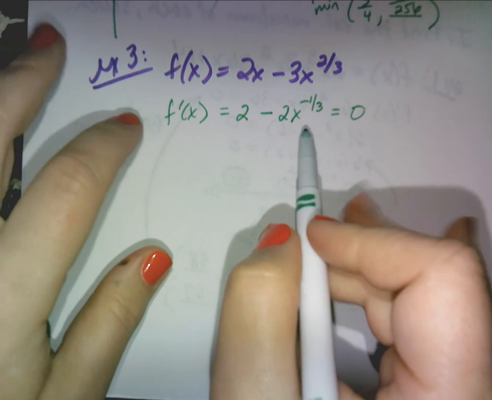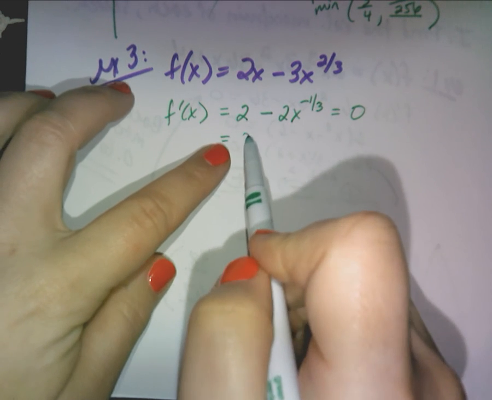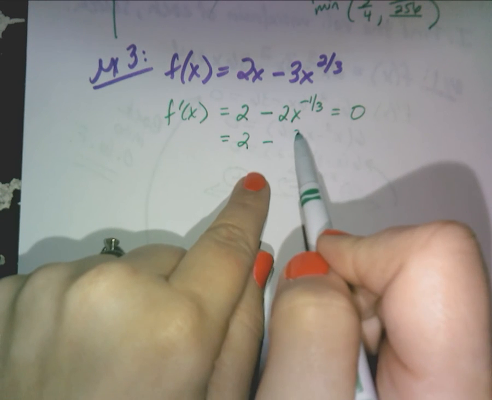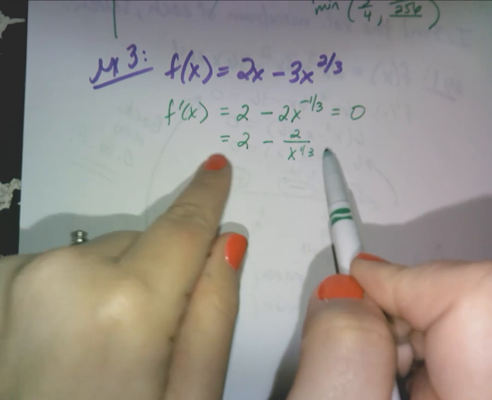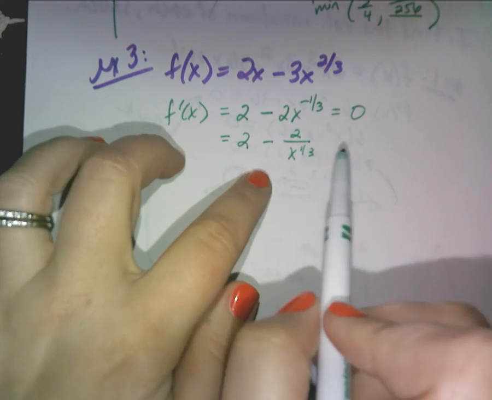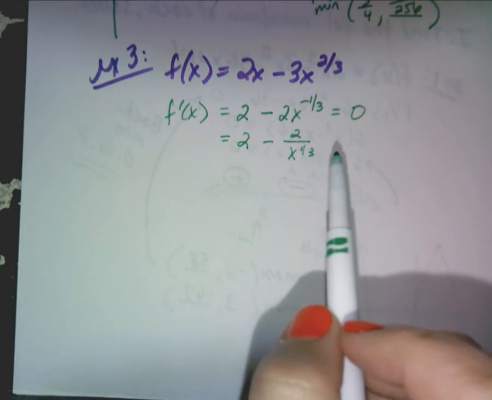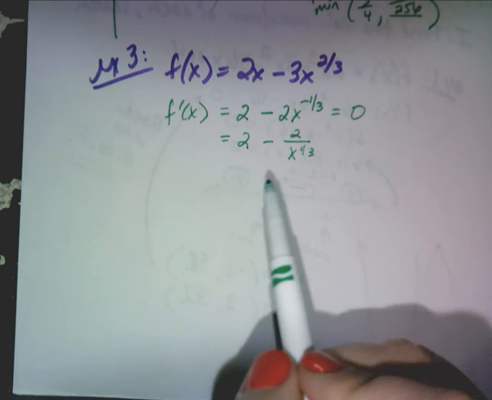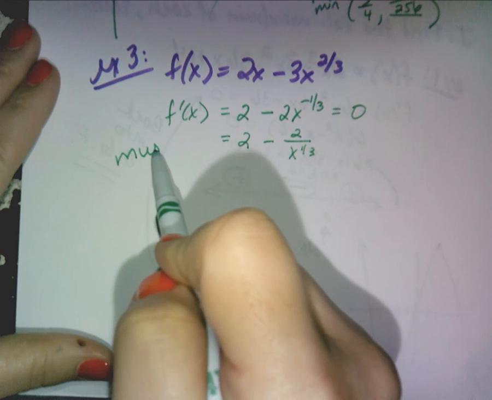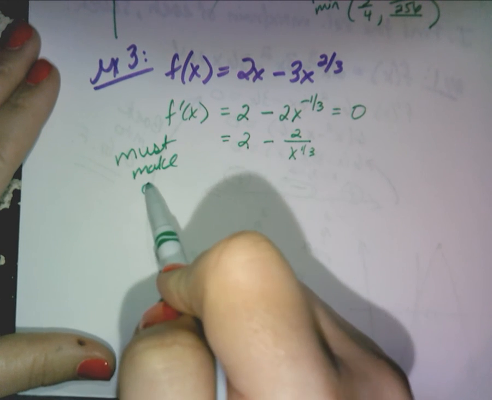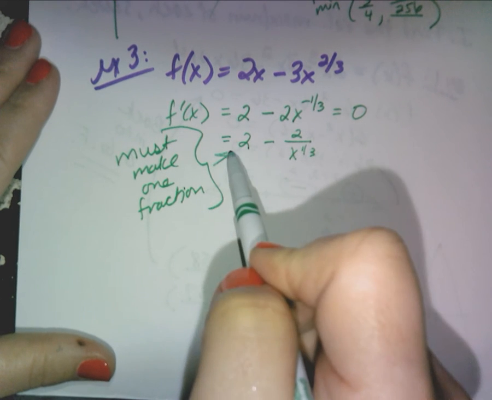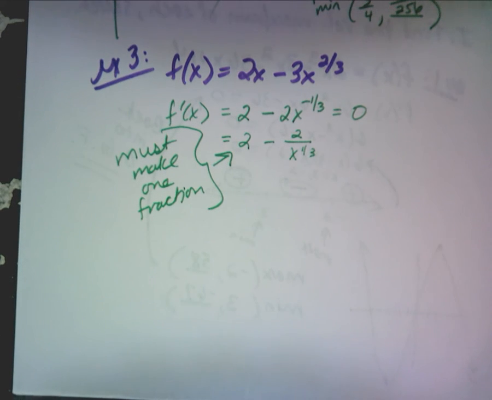Rewrite this. Listen to me. If you rewrite this, 2 would be 2. This one right here, 2x to the negative 1/3 would be 2 over x to the 1/3, not the entire thing, just this one. Now here's the problem. You have to make this one fraction. So you're going to write that down. You must make one fraction to find your critical numbers. You will find inappropriate critical numbers if you don't do that.